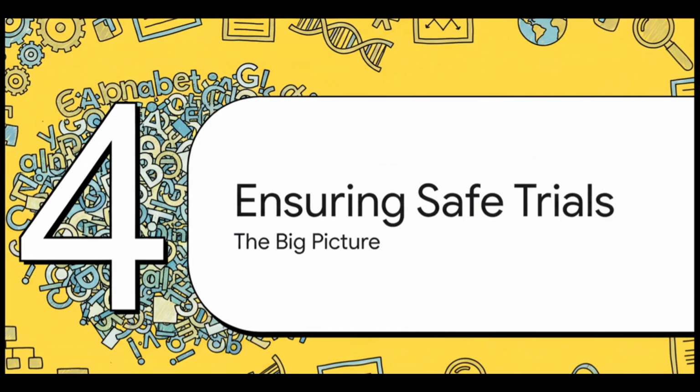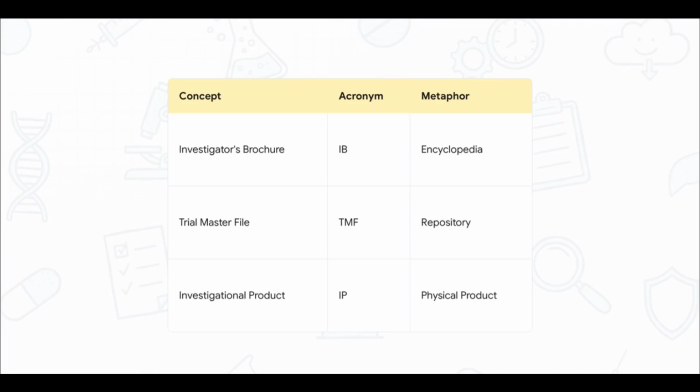Let's zoom out for a second and tie all this alphabet soup together to really see the big picture. These three distinct elements form a beautifully closed loop of knowledge, documentation, and physical accountability. You've got the IB acting as your guiding encyclopedia. Then you have the TMF serving as your central repository of undeniable proof. And finally, you have the IP acting as the closely guarded physical product being investigated.